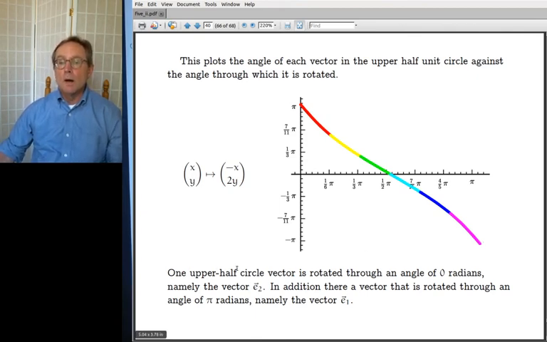So one upper half circle vector is rotated through an angle of 0 radians, and of course that's the thing we're interested in, and of course that's what happens to vectors on the y-axis. They get not rotated at all, they get doubled. Okay, so what happens is that T of E2 is 2 times E2. That's the definition of eigenvector, that it's only multiplied, nothing else. Okay, well that's exactly the picture that we're drawing.